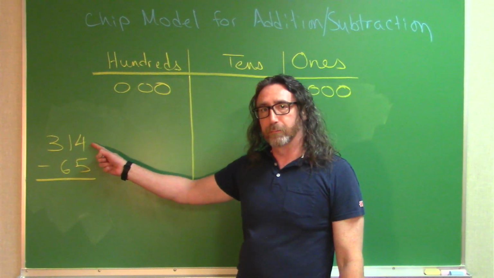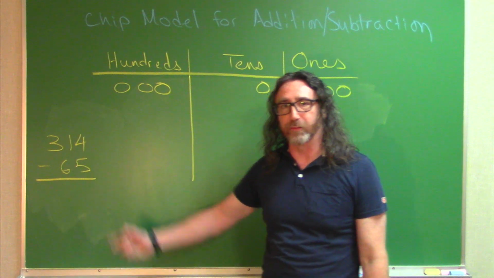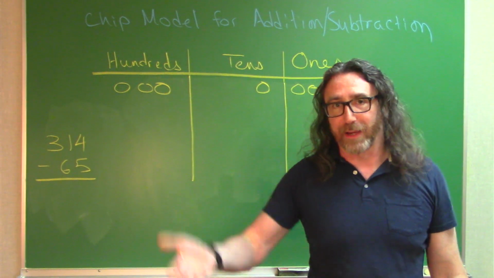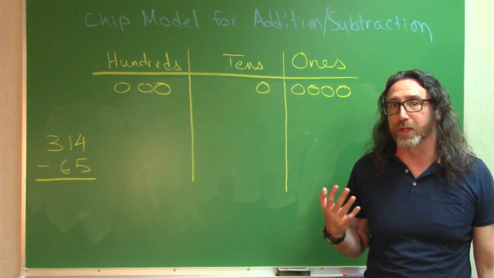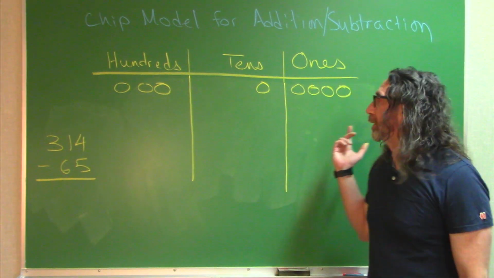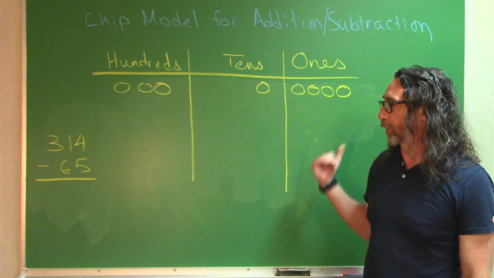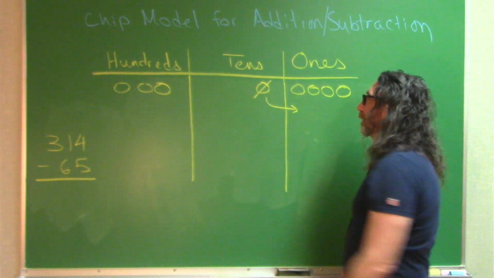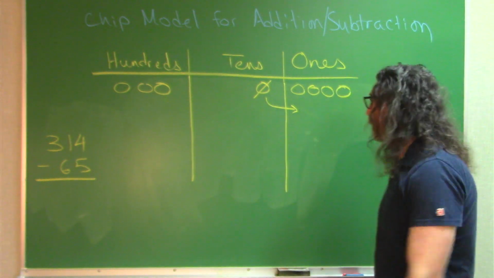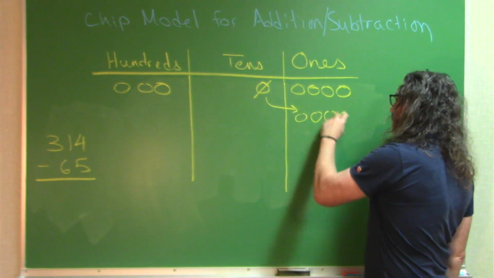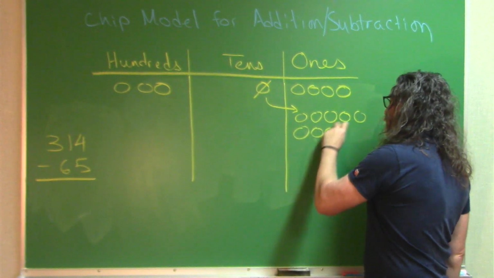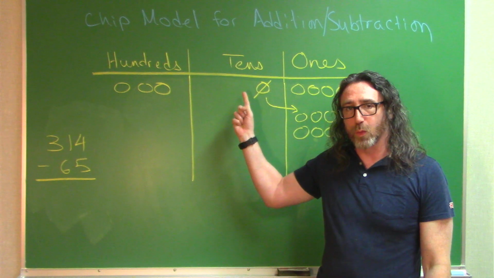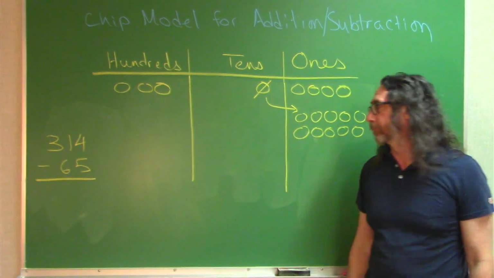So from the ones tray, I should take away 5 chips. Right away you see I'm in trouble. I don't have 5 chips to take away. I've only got 4 chips. How am I going to take away 5 chips when I've only got 4? Well, what I'm going to do is trade in this chip in the tens tray for 10 chips in the ones tray. Remember, 10 of these equals 1 of these. So if you cash 1 of these out, you can get 10 of those.